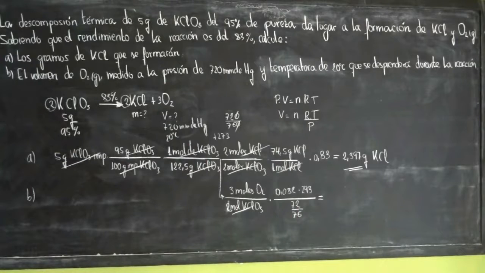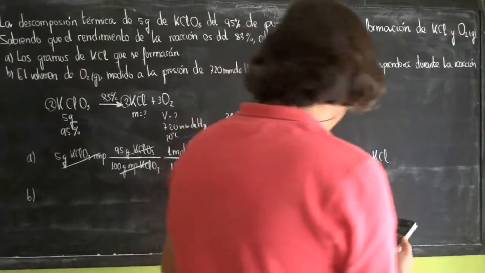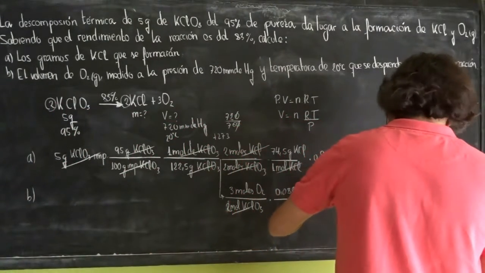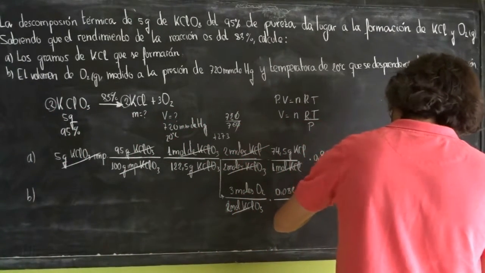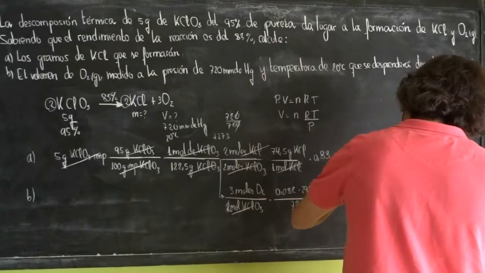Let's calculate. If my calculations are correct, the result is 1.475 liters of O2. Okay, that closes the resolution of our stoichiometric calculation.